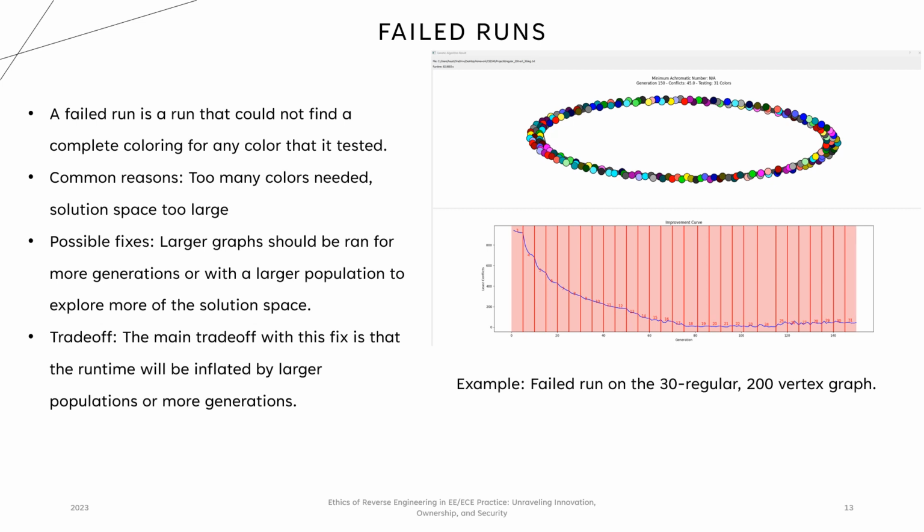Possible fixes for this are that larger graphs could be ran for more generations or with a larger population to explore more of the solution space. But the main trade-off with this is that it would inflate the runtime by a large amount, with both fixes, either by increasing the number of generations or the population.